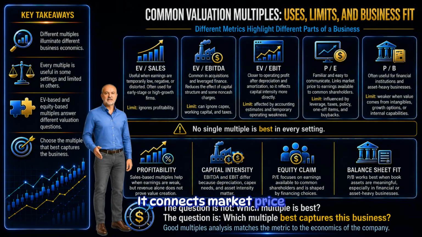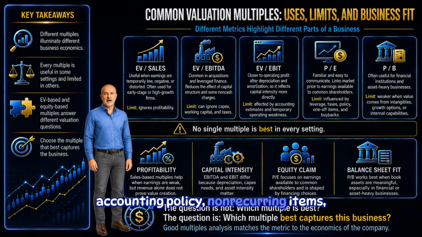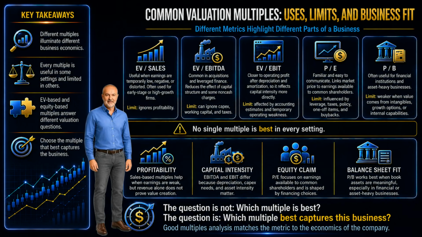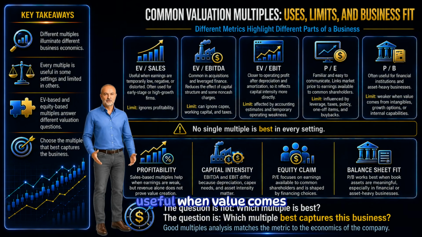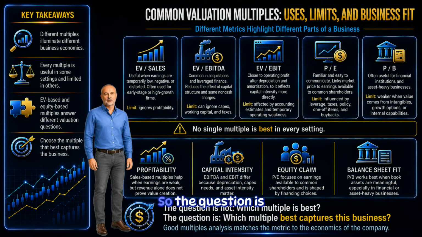It connects market price to earnings available to common shareholders, but it can be affected by leverage, taxes, accounting policy, non-recurring items, and share repurchases. PB is often useful for financial institutions and asset-heavy companies, but it is less useful when value comes mainly from intangibles, growth options, or internally developed capabilities. So the question is never, which multiple is best? The question is, which multiple best captures this business?